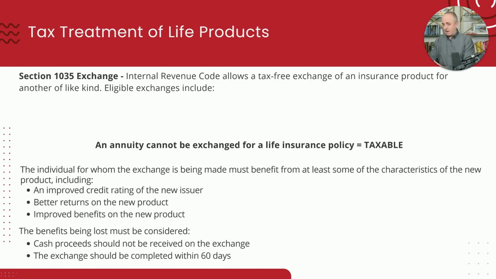So if someone has a whole life, they want to change it to a universal life, and they take the cash value from that whole life and they put it in that universal life, that becomes a tax-free exchange. Someone has an annuity, they want to transfer to another annuity, that becomes a tax-free exchange. You'll hear the term a 1035, or I 1035'd it. That's what that's referring to. You cannot exchange an annuity for a life insurance policy. You are creating a taxable event if you do that.